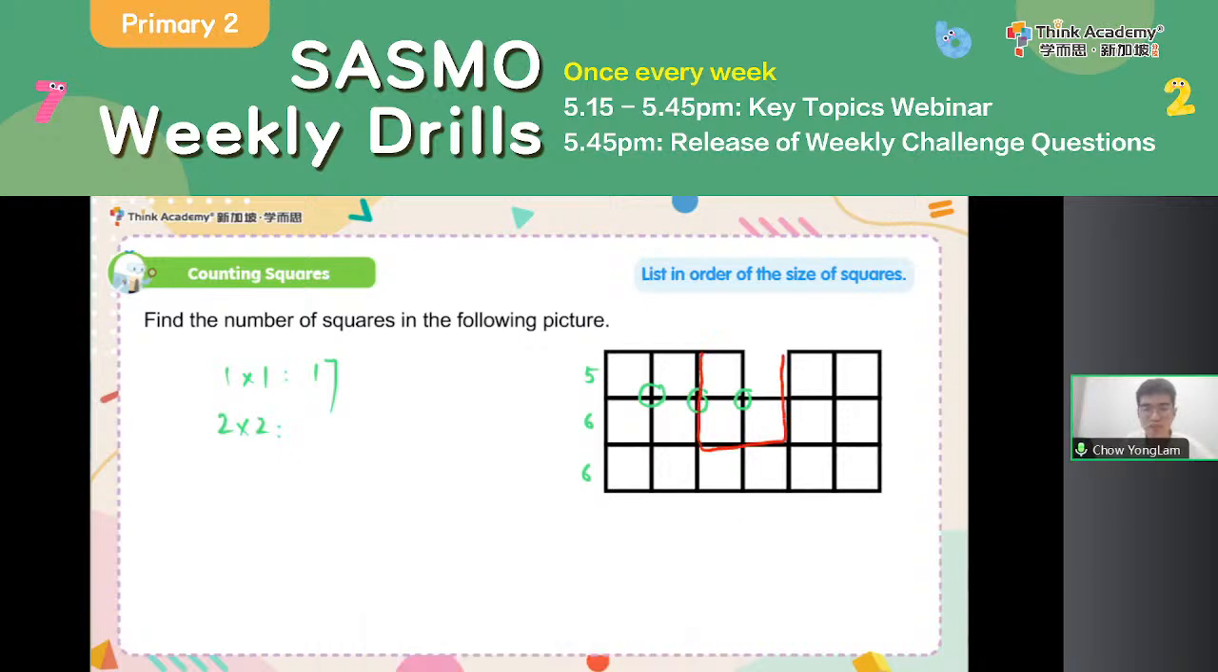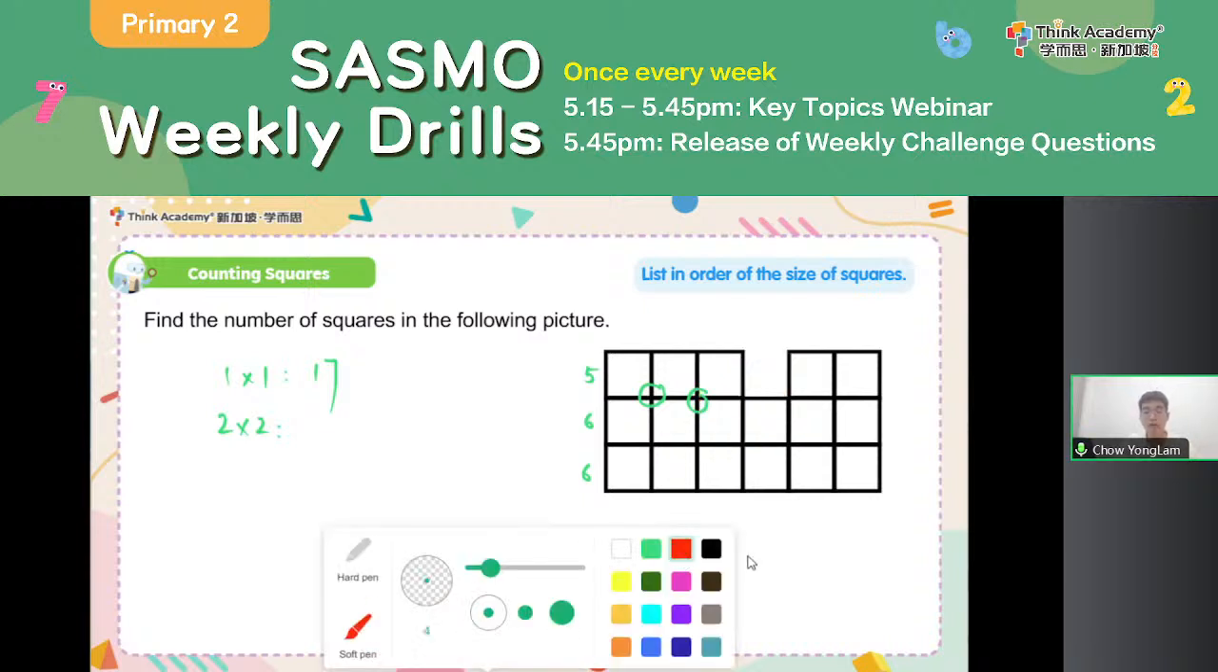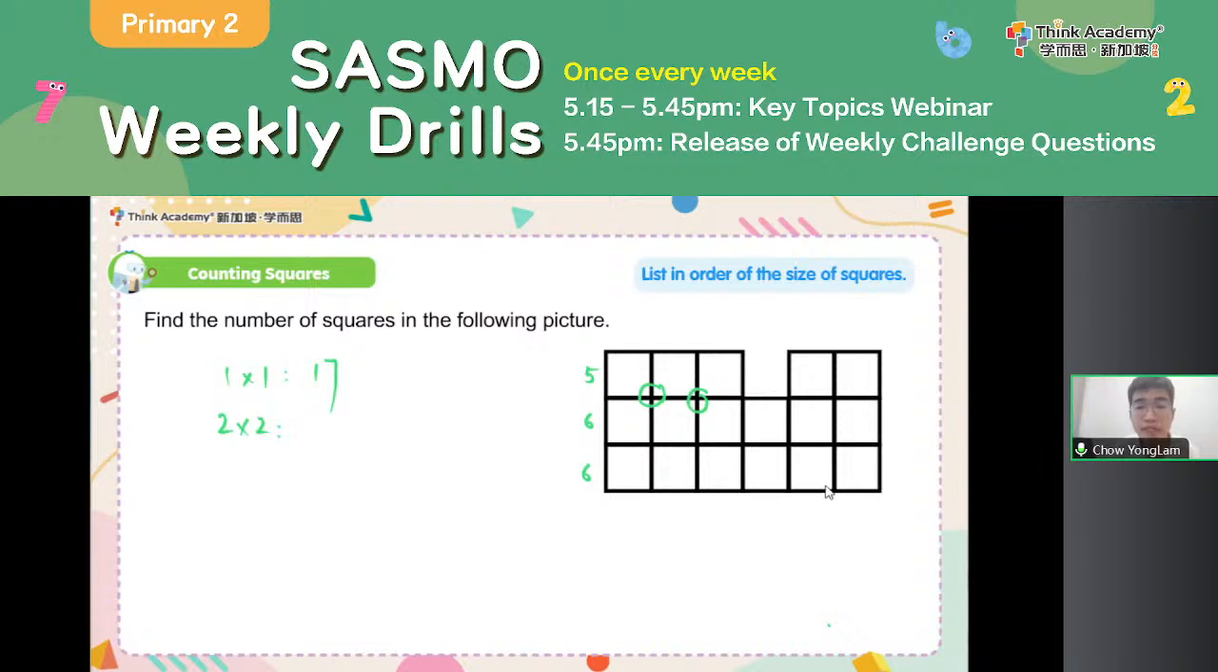And is this a complete 2 by 2 square? This is not. So be careful. Even when you are looking for crosses, be careful. Make sure it really does correspond to a 2 by 2 square. So this one is a correct 2 by 2 square. 1 more, 2 more, 3 more, 4 more, 5 more. So in total, we have 1, 2, 3, 4, 5, 6, 7, 8. 8 of them. Okay, 2 by 2 squares.